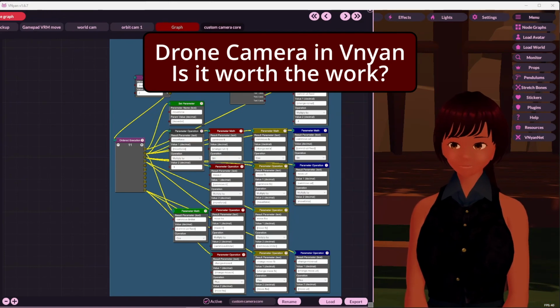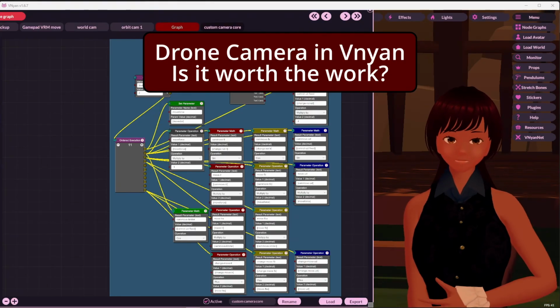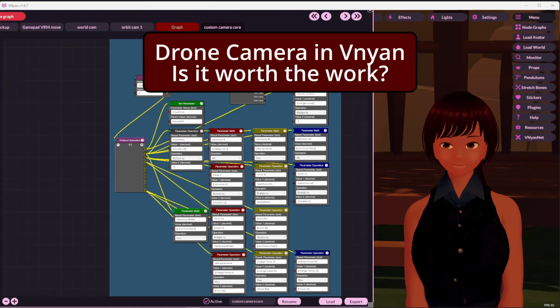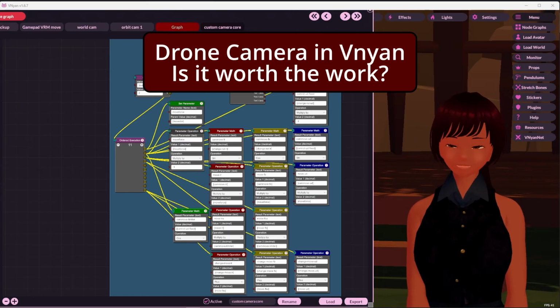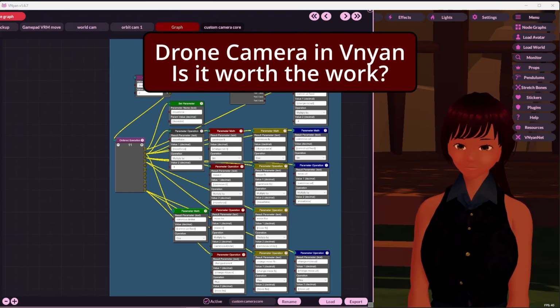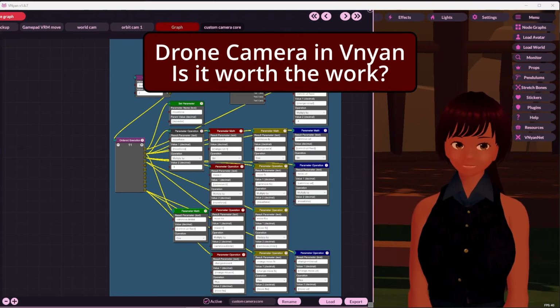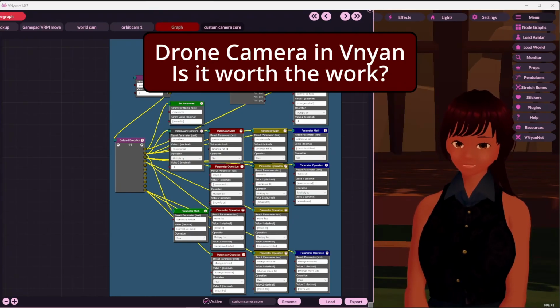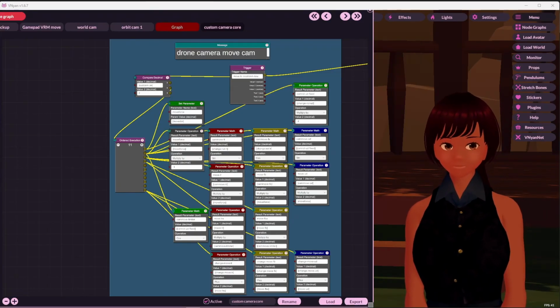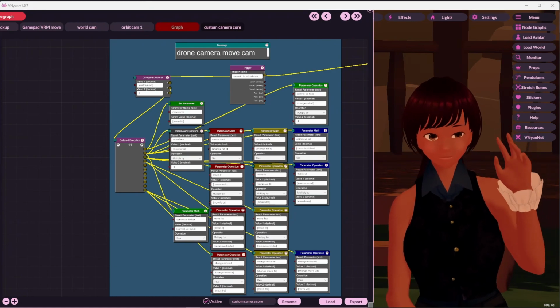Hello, I'm Rowan, and today I am coming to you from inside of Vnyan so I can show you the drone camera move cam. This is a variation on the orbit cam that uses the cosines and sines of the angles just like the orbit cam, but instead of setting it to rotate around me, it actually allows you to move around in a world like the one that I'm sitting in.